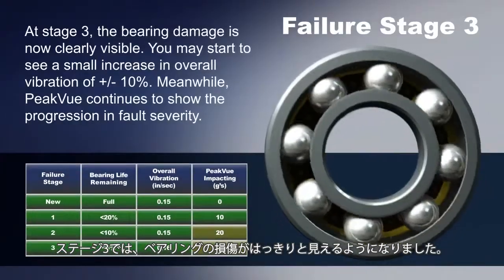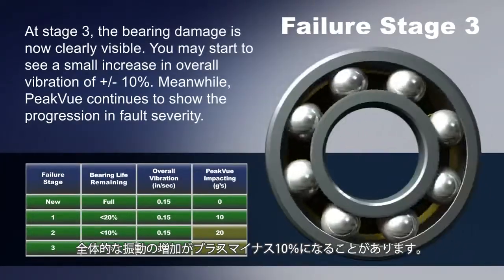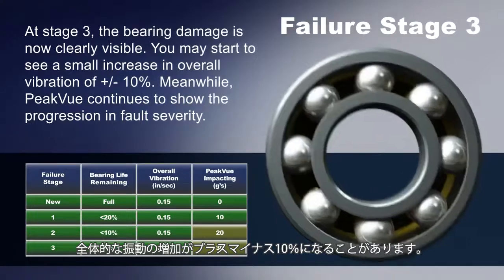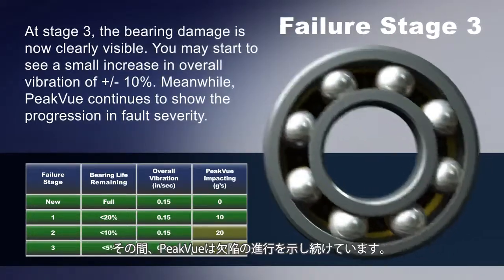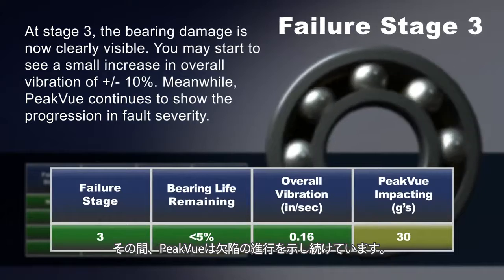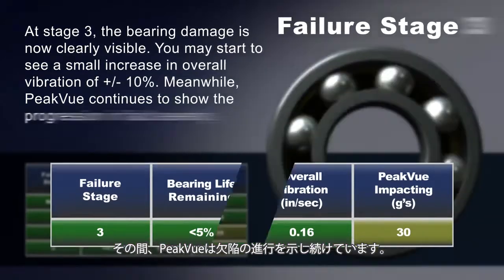At stage 3, the bearing damage is now clearly visible. You may start to see a small increase in overall vibration of plus or minus 10%. Meanwhile, PeakVue continues to show the progression of fault severity.